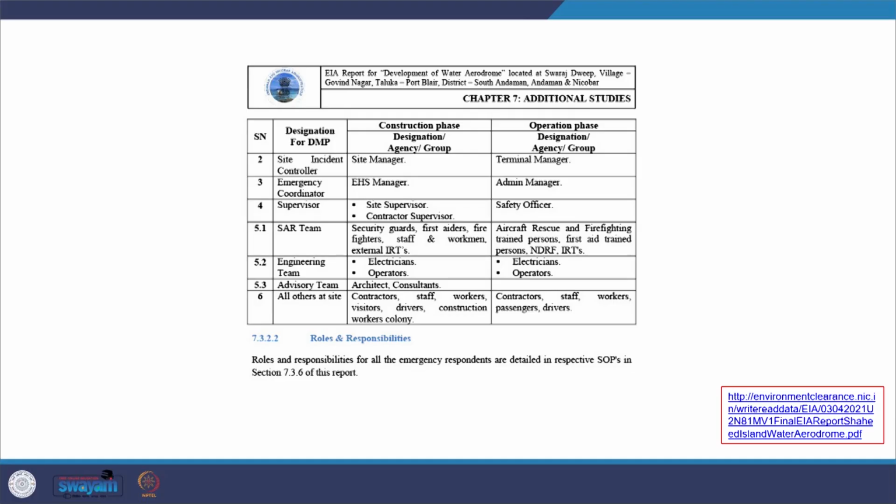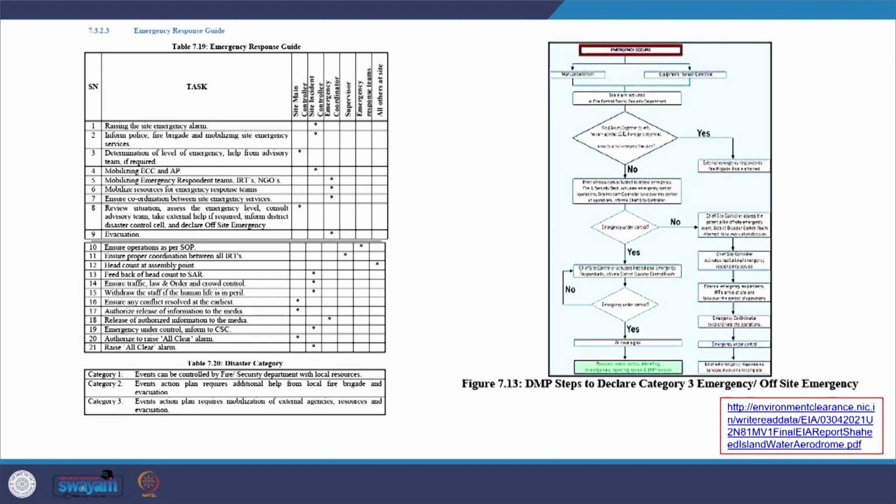So, you see the disaster management organization. There how it works and what kind of response plan they have. So how each one would be responsible for what kind of responding and taking care of the activity. So emergency response guide they have prepared, which will help them to take action as and when any kind of mishap happens. So you can see the emergency response guide, as well as the steps to declare category 3 emergency, off-site emergency. So how they would be doing that. So these will be the procedural aspects.